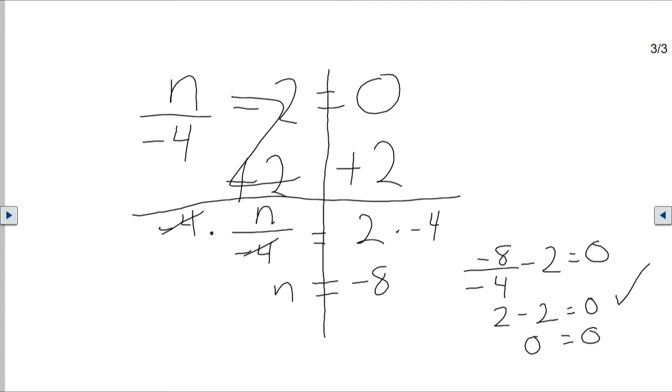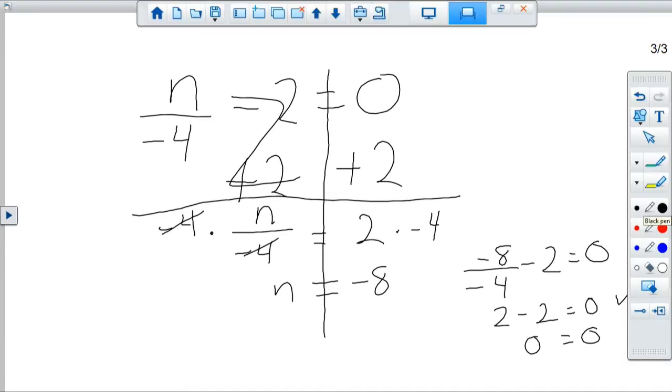Okay, so again, key steps: undo your addition or subtraction first. Then undo your multiplication or division. Okay. Rewrite, make sure we're keeping the equation balanced with doing the same to both sides. Rewrite your equation after each step, and then do a check at the end.